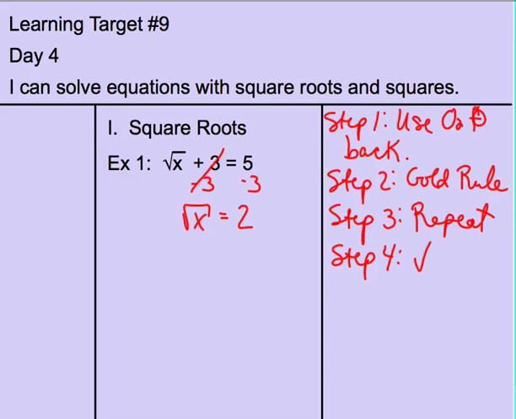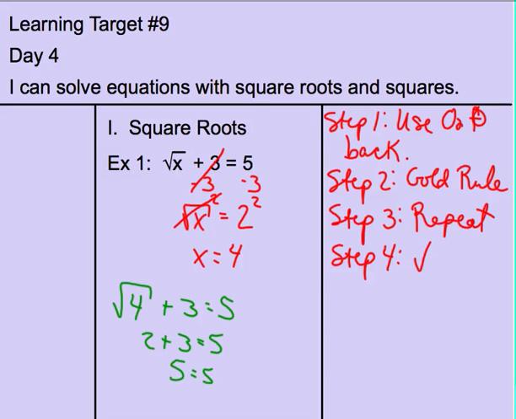Make sure that you do not perform the operation on the side with the variable. Now we're going to repeat. I need to use the golden rule to cancel my square root. So think about what operation cancels a square root. I hope that you came up with a square. Why am I squaring both sides? To cancel my square root. 2 squared, 2 times 2 is 4. So let's check our answer, substituting that back in for x into my original equation. Square root of 4 is 2, and 2 plus 3, of course, is 5, so it checks out.